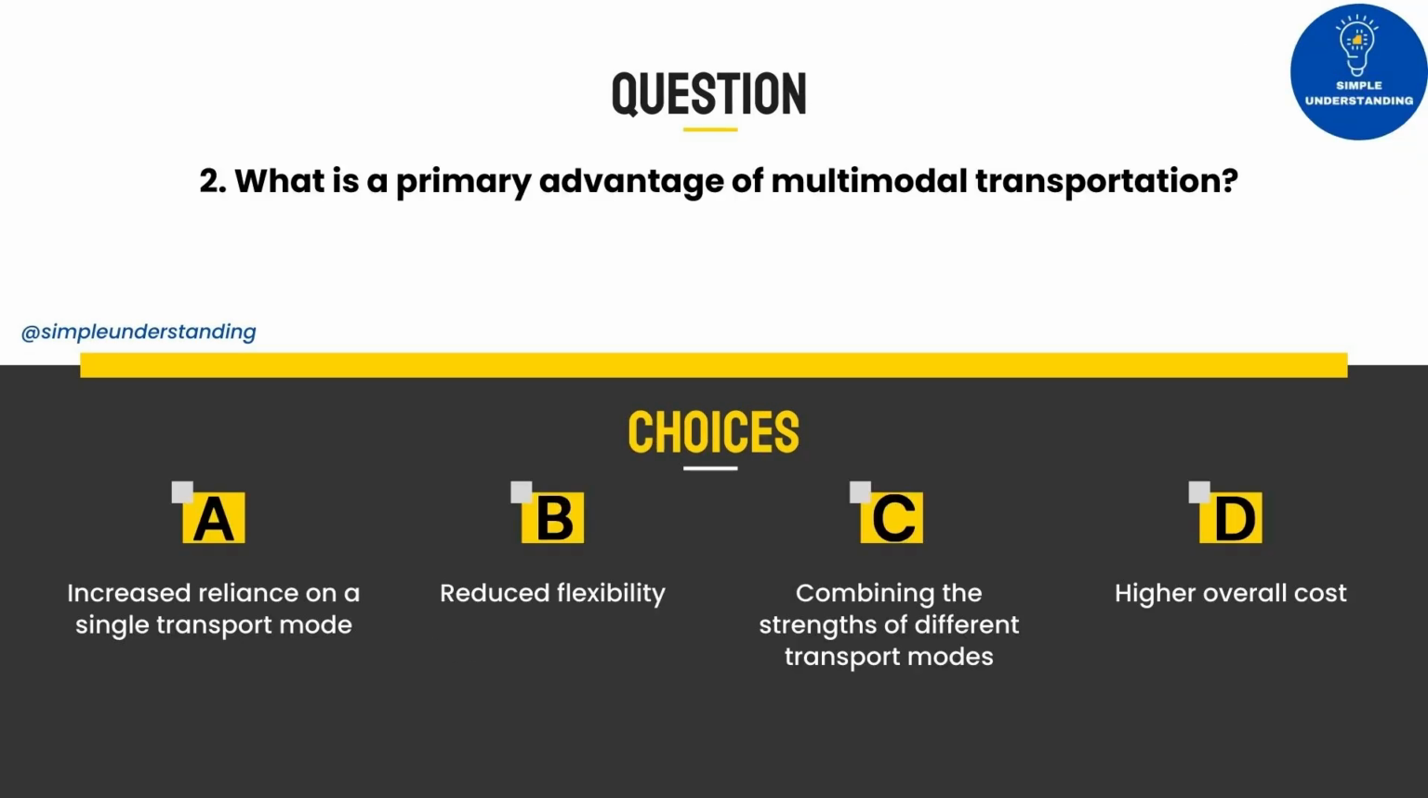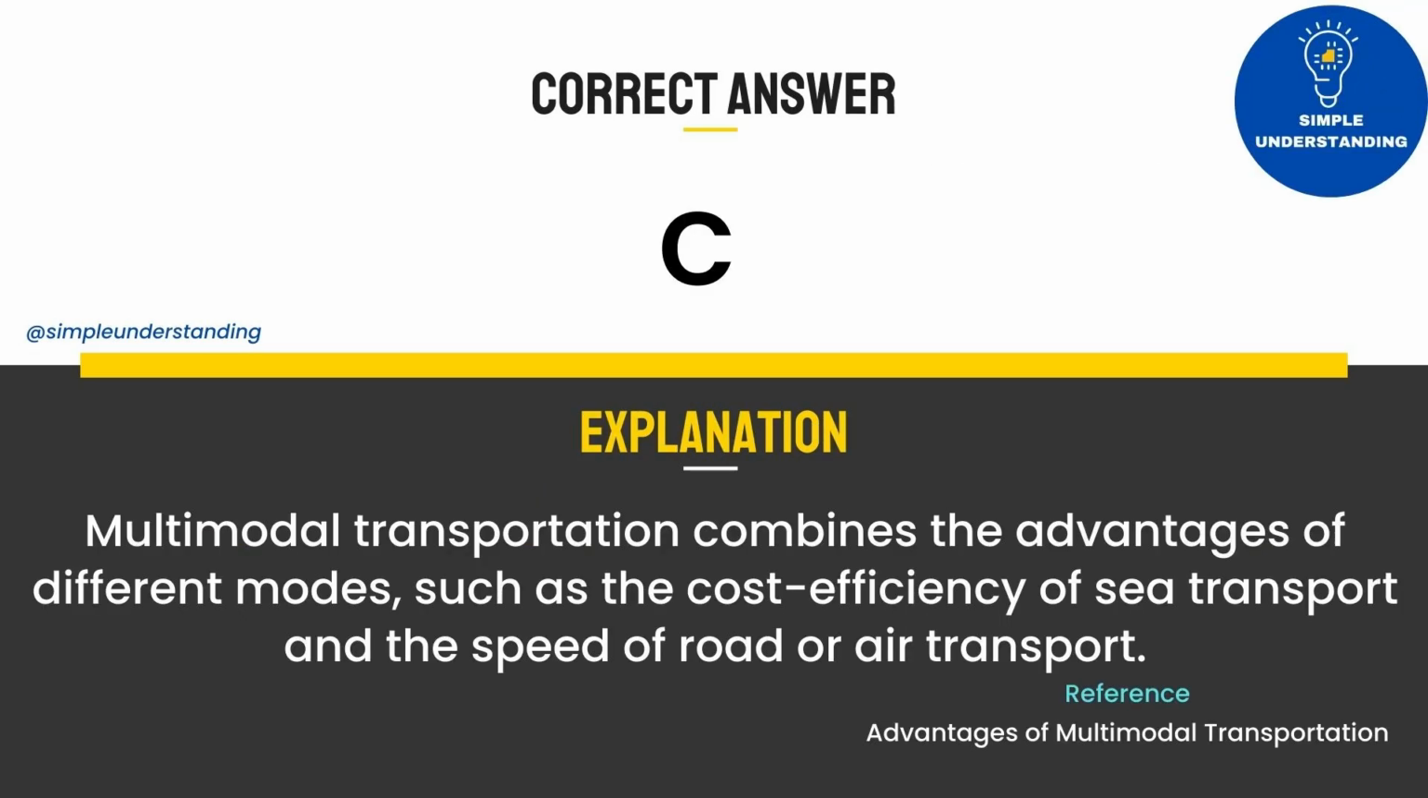2. What is a primary advantage of multimodal transportation? A. Increased reliance on a single transport mode. B. Reduced flexibility. C. Combining the strengths of different transport modes. D. Higher overall cost. Answer C. Overall explanation: Multimodal transportation combines the advantages of different modes, such as the cost efficiency of sea transport and the speed of road or air transport.